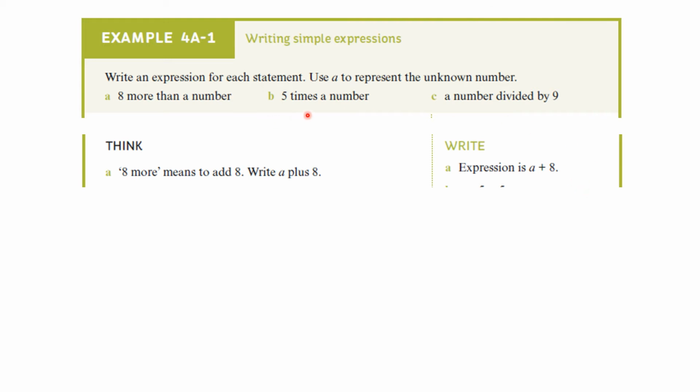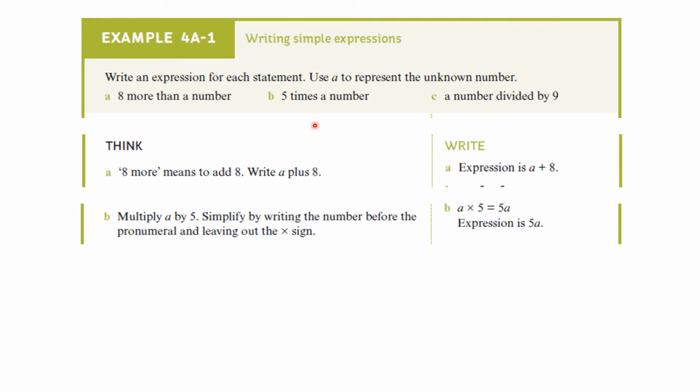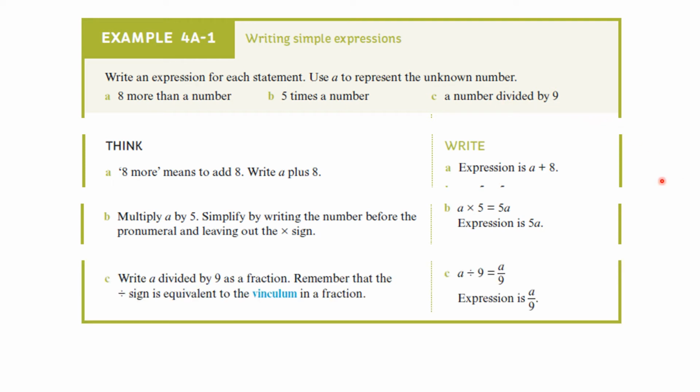Question B, 5 times a number. Think about what the word times means. It means multiplication. So we can write it as A times 5, but in algebra, we like to write things as simply as possible. So we get rid of the multiplication sign, we put the number in front, and we write it as 5A. Question C, a number divided by 9. We can write it as A divide 9, or we could write it as A over 9 as a fraction, remembering that division and fraction are the same operation.